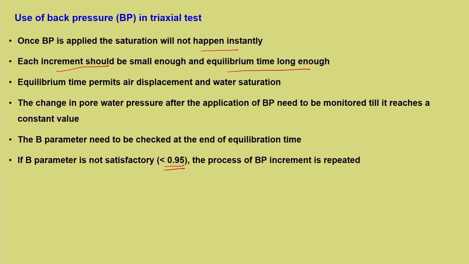The process of back pressure increment is repeated. So, with 50 kilopascal it is not getting saturated, another 50 is added. So, total back pressure now becomes 100 kilopascal. Simultaneously the cell pressure is also increased. So, this process goes on, the monitoring goes on, the whole of the saturation process goes in an incremental manner till the B value achieved is more than 0.95.